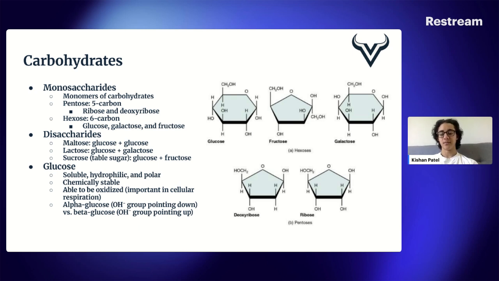The most important one out of these is glucose, and it's important to know that it is soluble, hydrophilic, and polar, and this is in contrast to lipids that we'll find later. It's very chemically stable. It's able to be oxidized, which is important in cellular respiration. And there are two types of glucose, alpha glucose and beta glucose, which we will look at in further comparison.